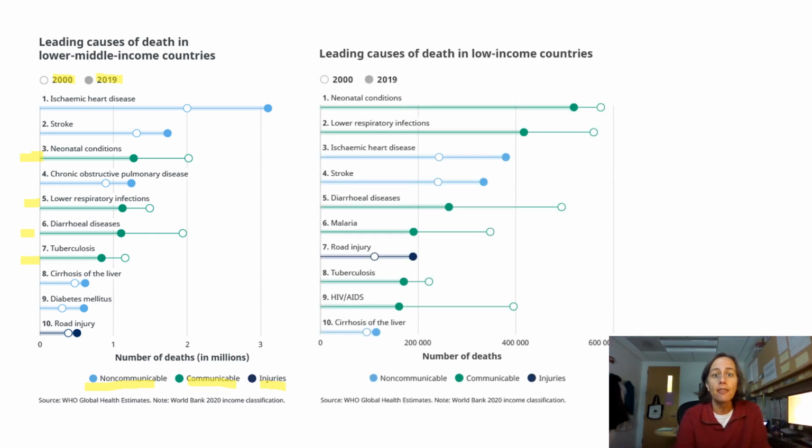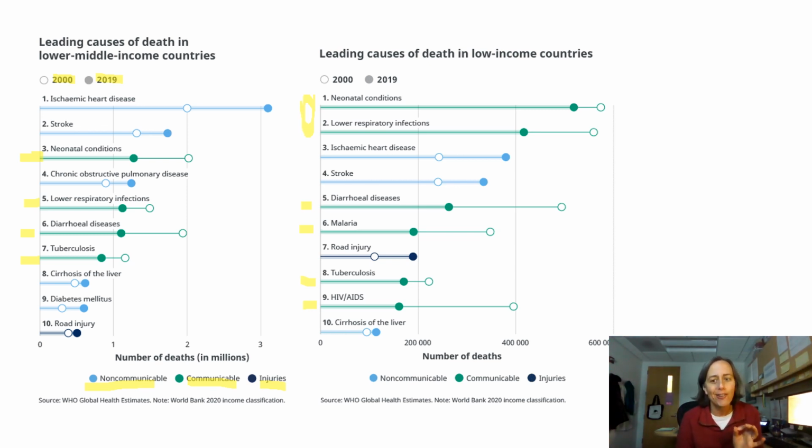And if we look at the lowest income countries, we're going to see that the leading causes of death, 1 and 2, are infections. So those perinatal, neonatal, newborn infections that happen, and then pneumonias. And then diarrheal diseases, malaria makes the list, tuberculosis, and HIV and AIDS. So we can see that these are very important in many regions of the world.